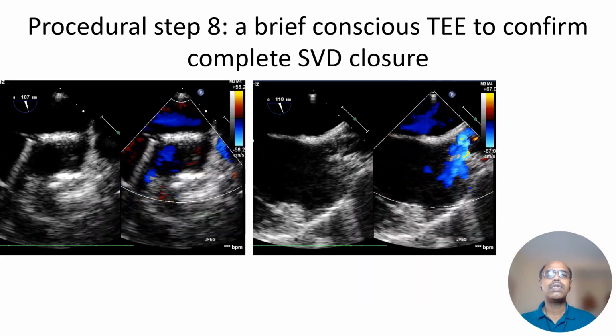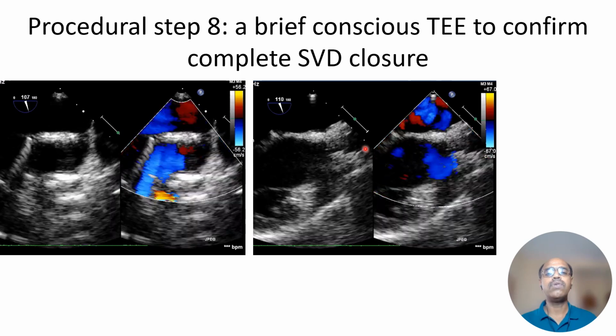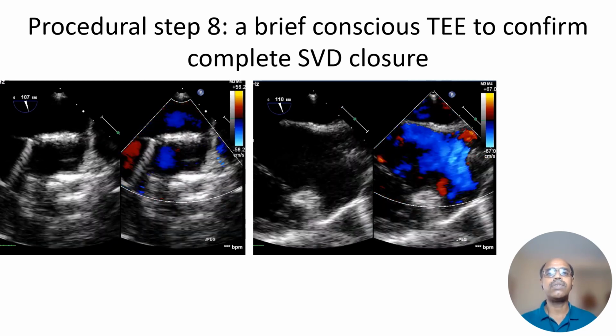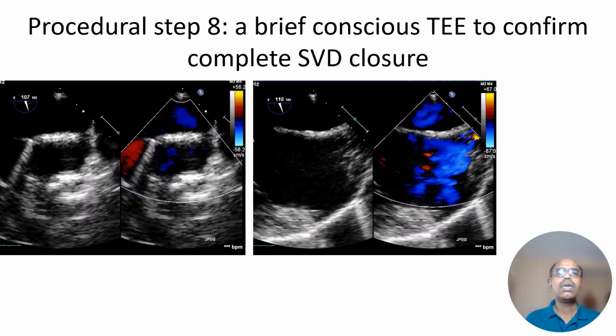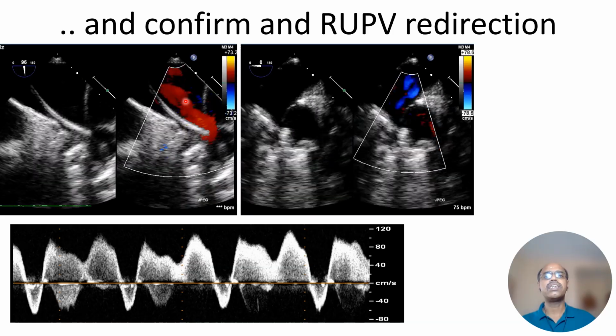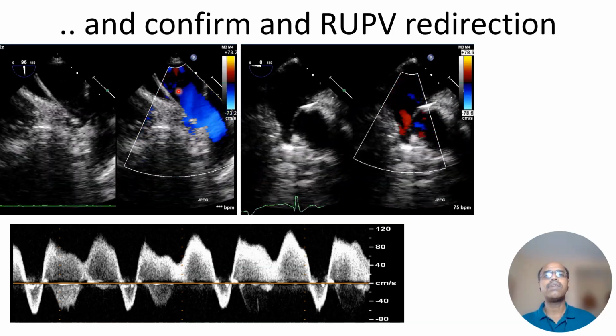At this point, a brief transesophageal echocardiogram. This is the TEE long axis view. Superior vena cava is directed towards the left atrium. There is no flow across the sinus venosus defect. A gentle clockwise torque of the TEE probe shows the right upper pulmonary vein is completely routed towards the left atrium.